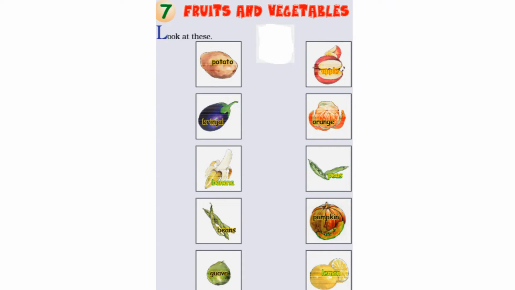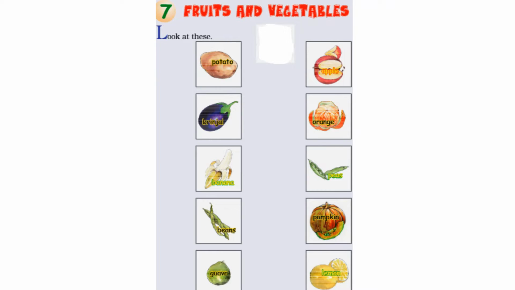Next chapter, fruit and vegetables. Potato meaning aloo. Apple meaning सेब. Brinjal meaning बैंगन. Orange meaning संतरा. Banana का मतलब है केला. Peas meaning मटर. Beans meaning फलियाँ.